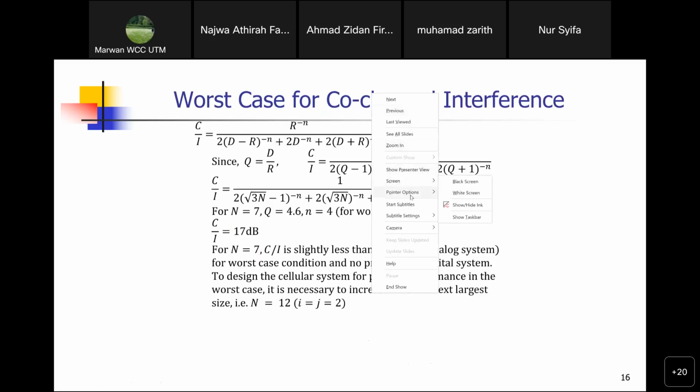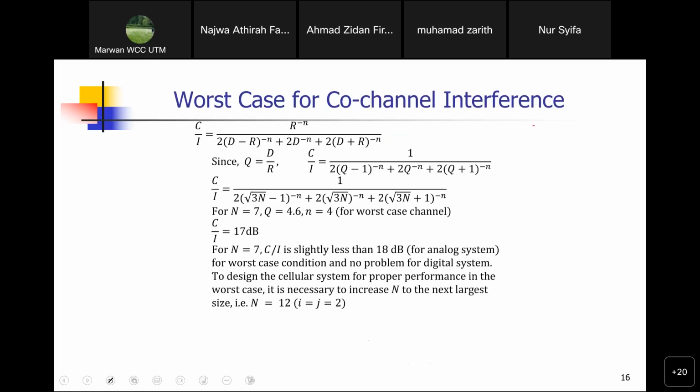12, meaning 3n is 3 times 12, which will give you 6. So your d over r is equal to 6, which is equal to q. Then you will have bigger than 17 dB. So instead of using q 4.6, you use q 6. And definitely, if q of 4.6 is 17 dB, q of 6 is going to be bigger than 17 dB.